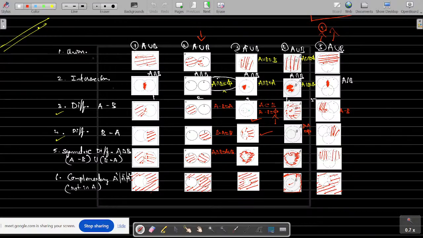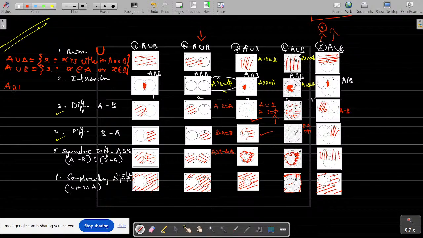Union, the symbol is this U. So I can write A union B is equal to the set of all X such that X is either in A or B. Or I shall represent this as A union B is equal to the set of all X such that X belongs to A or X belongs to B. Hope it is clear?